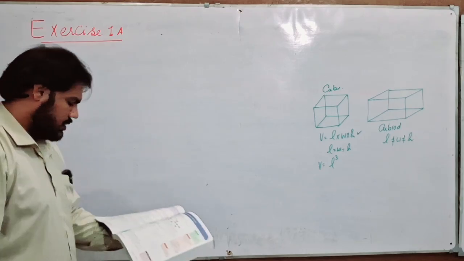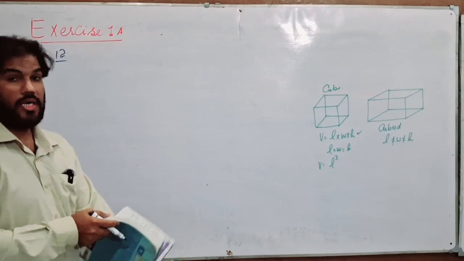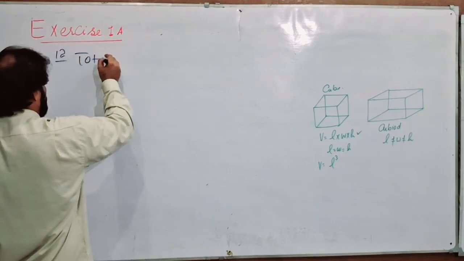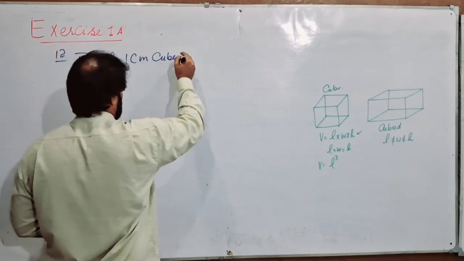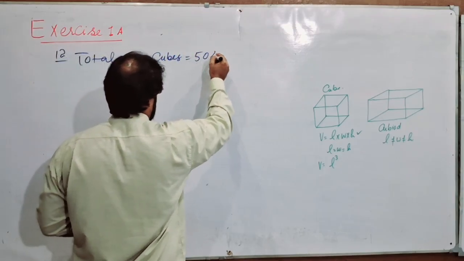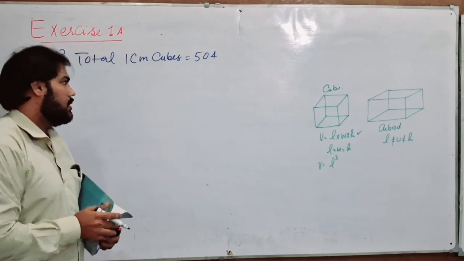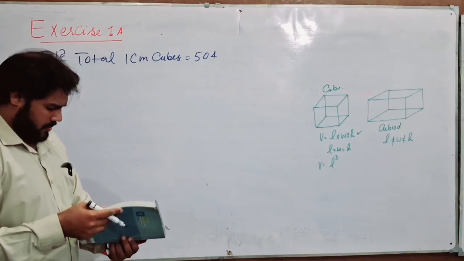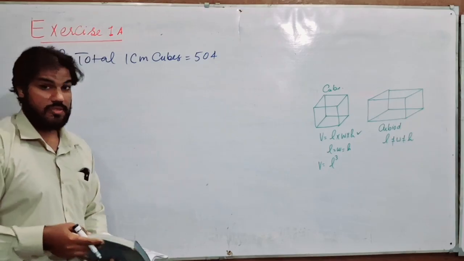David uses 504 1 centimeter cubes to make a cuboid. Total 1 centimeter cubes are 504. There are 504 cubes whose dimension is 1 centimeter from each side. The perimeter of the top of the cuboid is 20 centimeter. This is interesting.